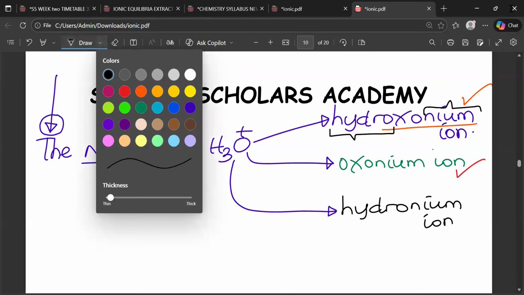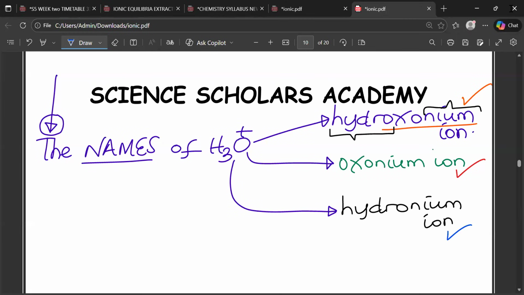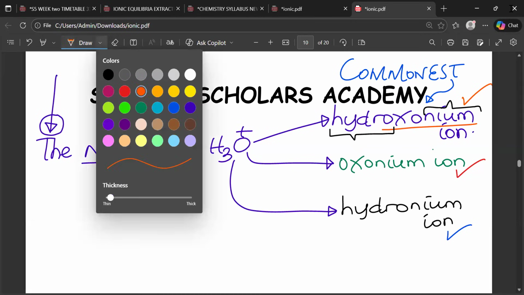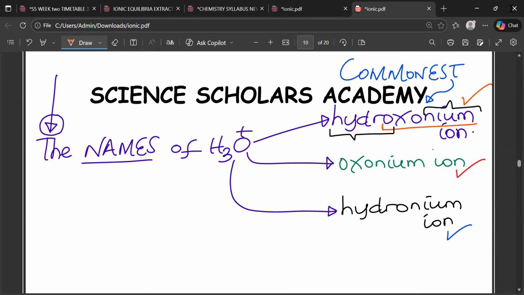So for you, just choose the name that you want. But the first one is commonest. Because there are 3, so we use the commonest. So the commonest is this one, hydroxonium ion. But if you want to have the 3, they are there: hydroxonium, oxonium, hydronium. That is a set of the names of that thing.